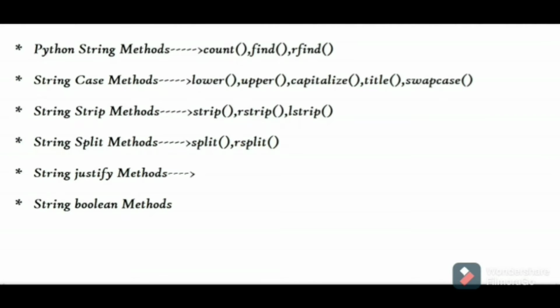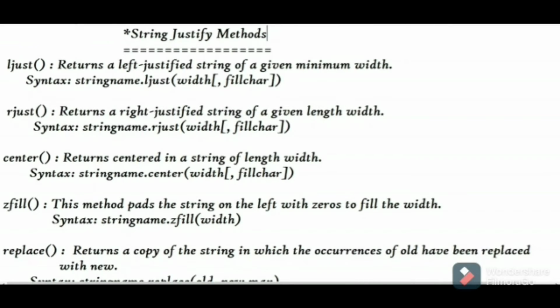Now string justify methods. In many situations you might need to justify the string length. The requirement may be a string which possesses a certain length. We have many methods to deal with these types of situations. Let's start with ljust. It returns a left justified string of a given minimum width. We are passing parameters as width and fillchar. rjust does the same thing but justifies the length from the right side, where the syntax is the same as ljust.